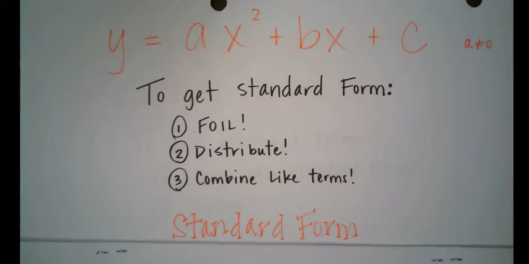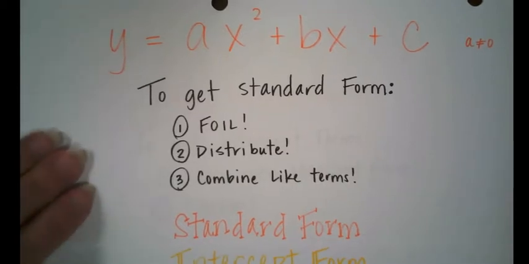So to get standard form is pretty easy. It's basically just multiplying everything back together. So if you think of how we've been factoring things, you're just going to FOIL those binomials together, distribute the GCF if there is one, and then combine any like terms, and that takes care of standard form. So if you need to pause the video to get this written down, please do.